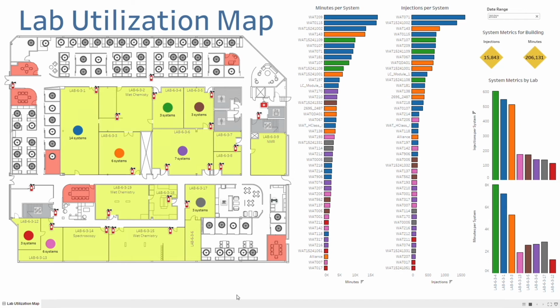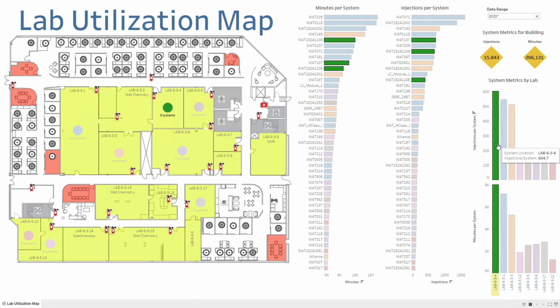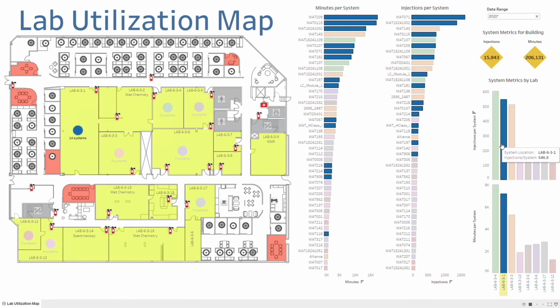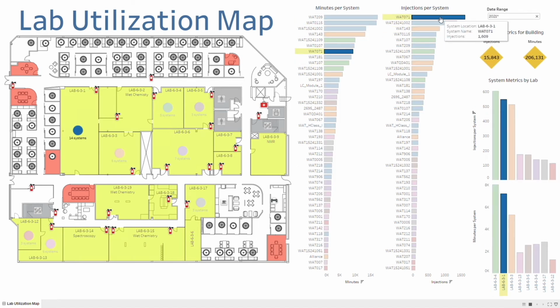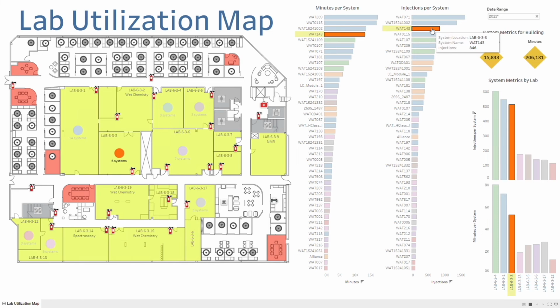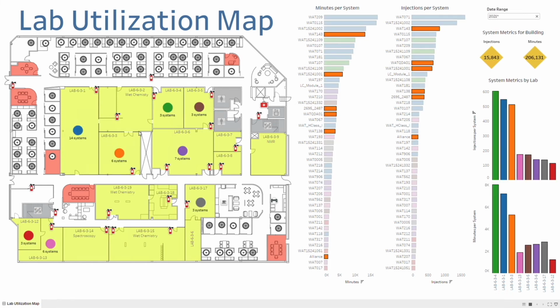In this viz, in the top right corner, we can see the total number of injections and the total number of runtime minutes for this building over a given period of time. Below that, we can see the same information broken down by lab on a per system basis. Just to the left of that, we can see the same minutes and injection metrics for each system in the building. On the left side, we can see a map of the building, the physical location of each system, the number of systems in each location, and the names of various laboratories.